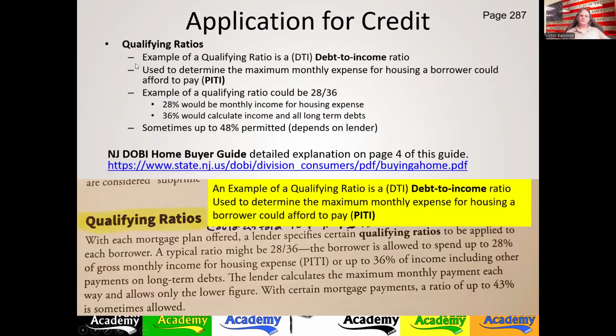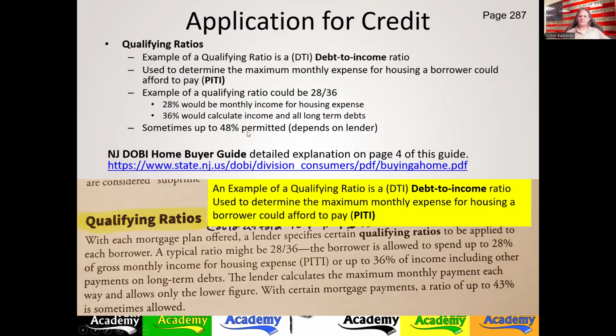Okay, so qualifying ratios are used by lenders in determining if they're going to grant you that loan. An example of a qualifying ratio is a DTI, a debt to income ratio. These are used to determine the maximum monthly expense for housing that the borrower could afford to pay. And what's your maximum monthly expense for housing? PITI. That's your principal and interest, that's your loan, plus your property taxes and your homeowner's insurance. And if it's a condo, they'd also factor in any HOA fee. But either way, an example of a qualifying ratio would be 28/36. 28 would be the monthly income for housing expense, and 36 would calculate income on all long-term debts.